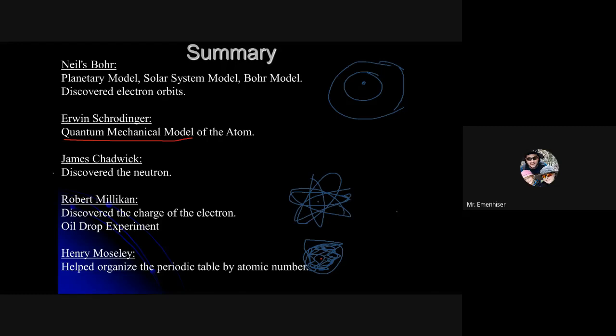A couple other notable contributions for the atomic history is James Chadwick. He discovered the neutron. Robert Millikan discovered the charge of the electron. He determined that it was negative, and then he did the oil drop experiment. All right. Henry Moseley was another one, and he helped organize the periodic table by atomic number and studied the atomic number, determined that protons were positive. Well, him and Rutherford at the same time, several of them determined that the proton was positive. All right, so there's our history in a nutshell.